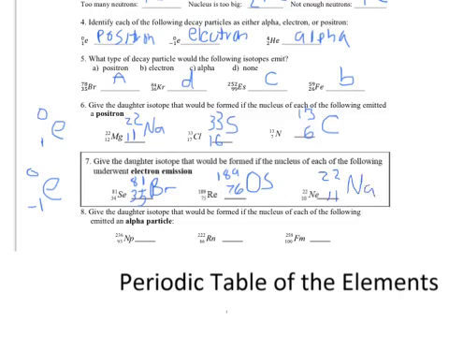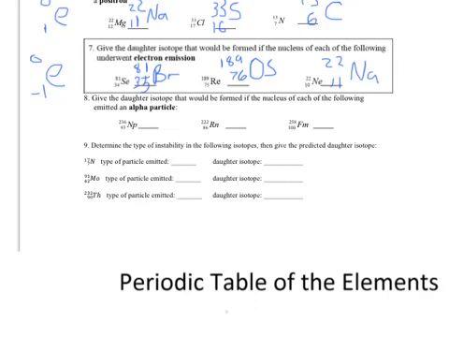So in number 8, we're going to give off alpha particles. Now remember, an alpha particle looks like this. It looks just like a helium nucleus. It has a mass of 4 and a charge of +2. And I'm taking that away from each of these 3 isotopes. So when I take 4 away from this, what I get is 232. And when I take 2 away from 93, what I get is 91.